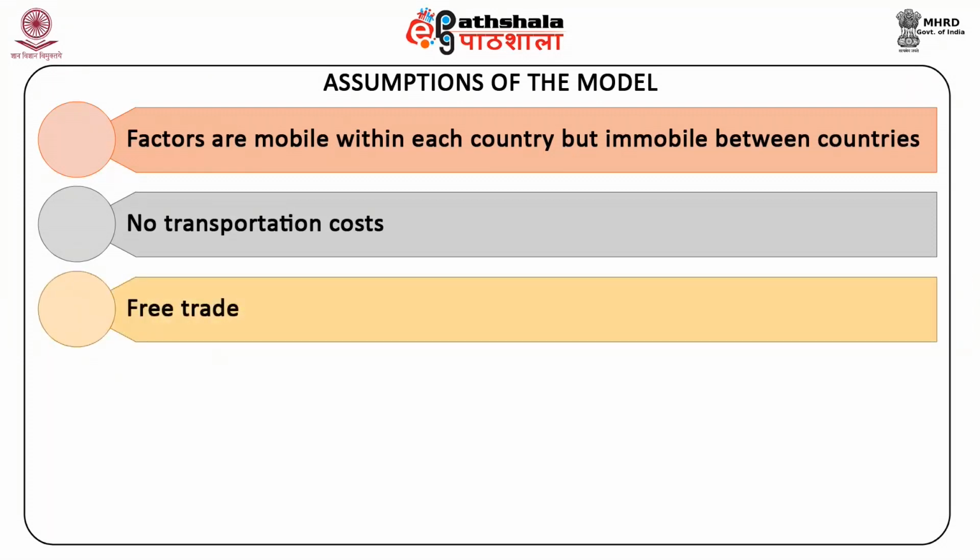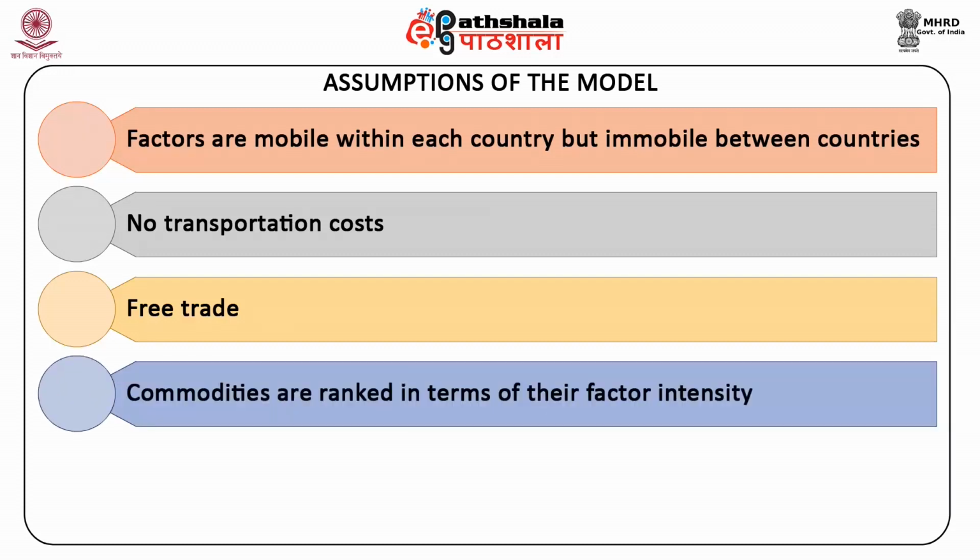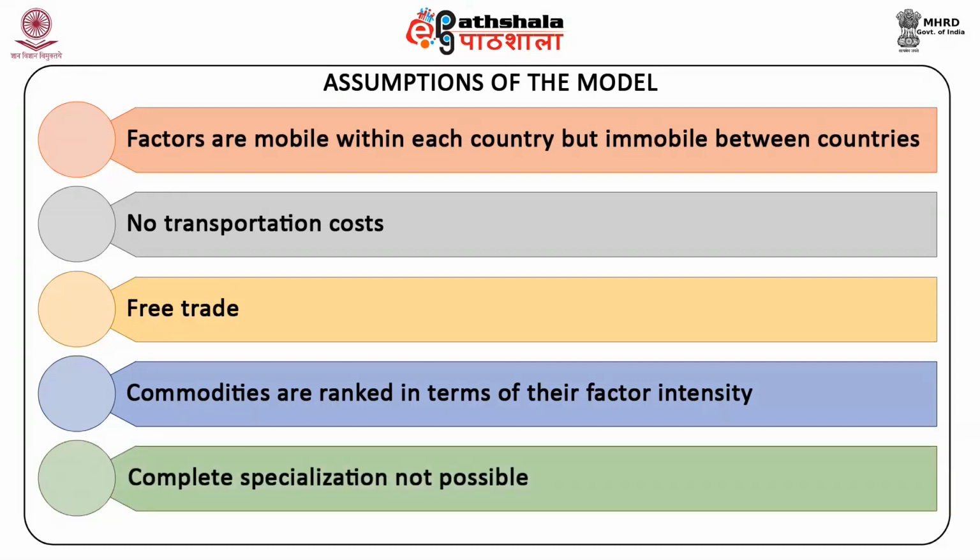Free trade. 9. Commodities are ranked in terms of their factor intensity. And 10. Complete specialization is not possible.